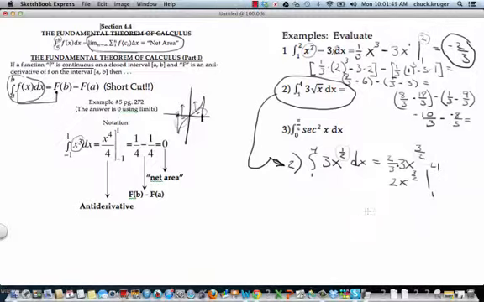And when I do that, I'm going to have 2, 4 to the 3/2 power. That's my b. Minus over here, I'm going to have 2, 1 to the 3/2 power. That's my a. 4 to the 3/2 power, that means I'm going to take the square root of 4, which is 2, and then cube it and get 8 and multiply by 2, and I get 16. Minus 1 to the 3/2 power is 1, times 2 is 2. So I should get 14 as my answer.